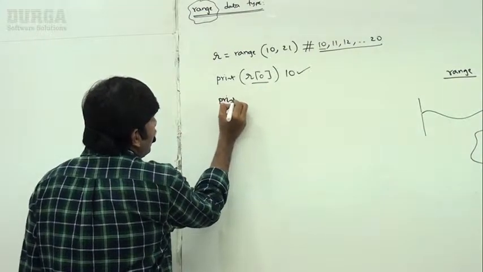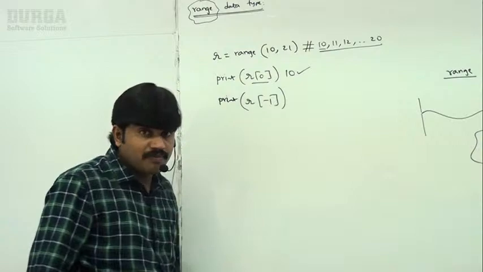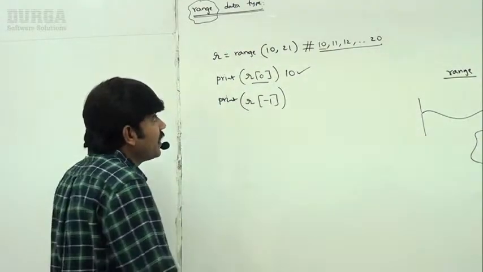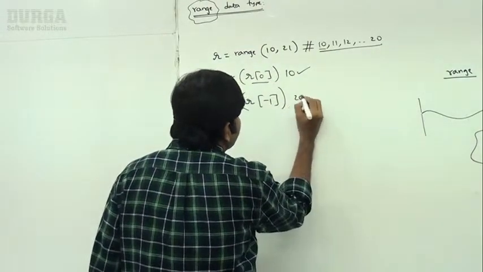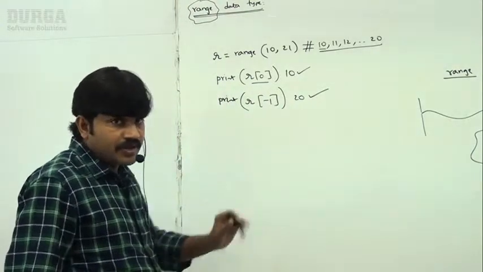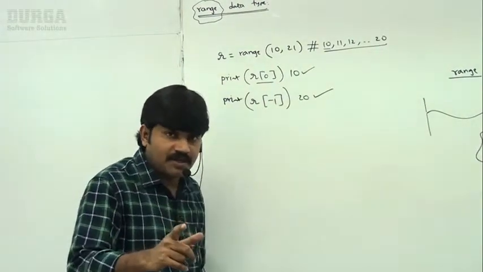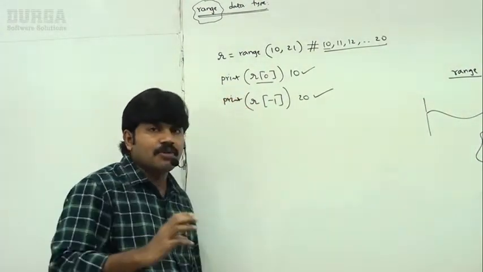Print of R of minus 1. What answer are we going to get? The last value, 20, we will get. R of minus 1 means the last value, 20. Similarly, you can use the slice operator also. First, let me execute up to this.